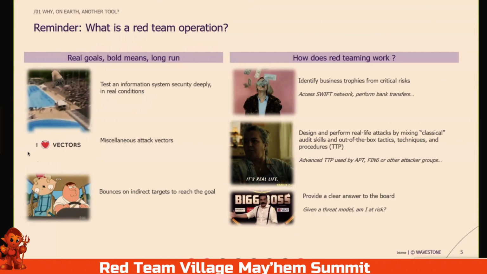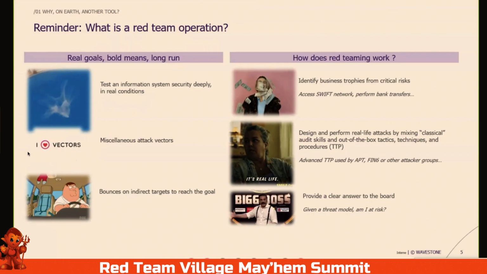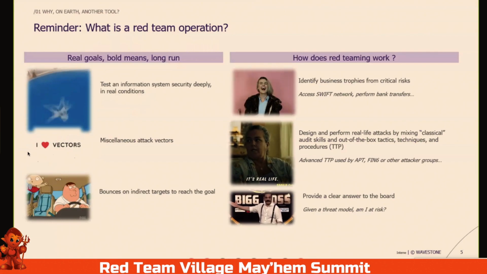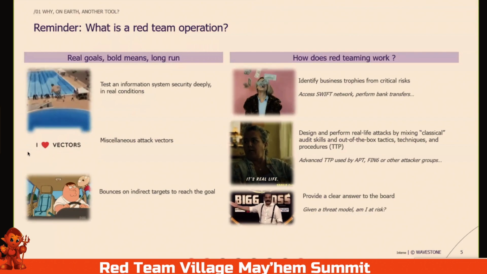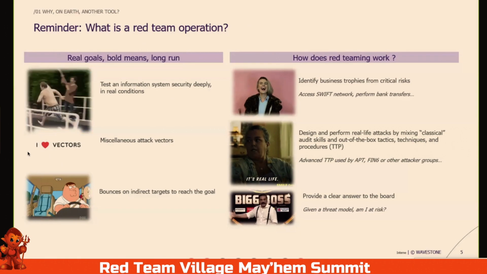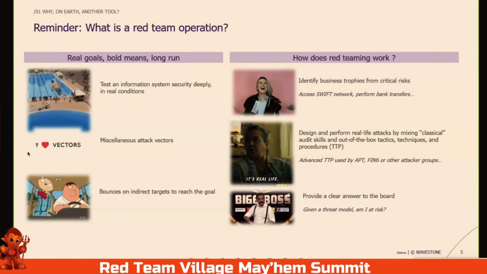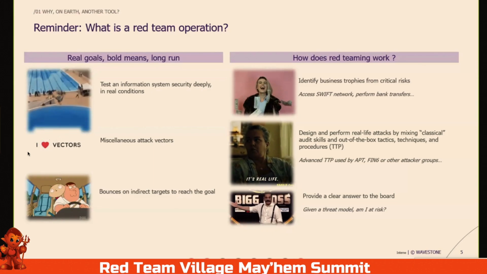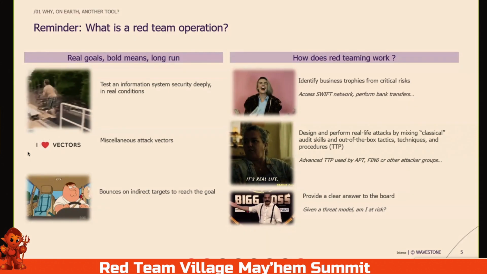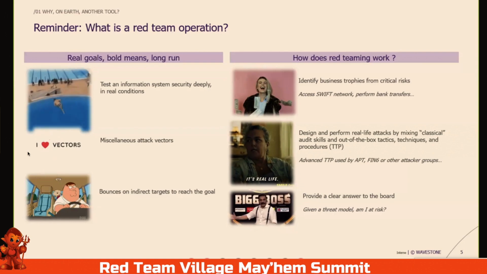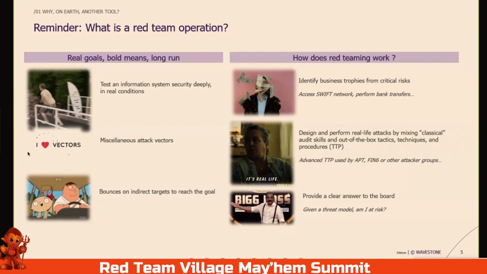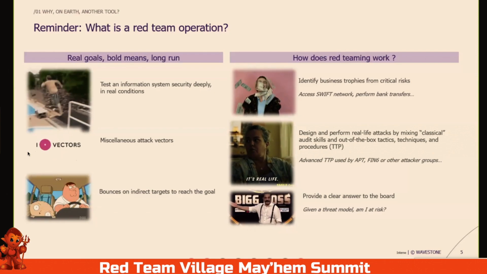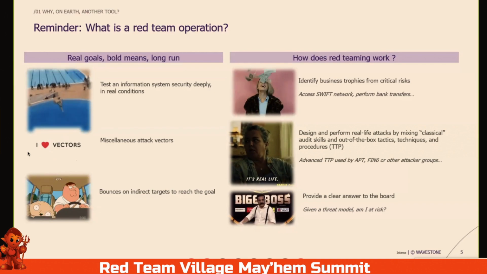Red team operations are not just offensive activities, just audit activities. When we're talking about red team, we're talking about testing information system security deeply in real conditions, where we can use social engineering attacks, we can use physical security attacks, we can steal things, we can DDoS things in some cases. The idea is to get one target, but to bounce from that target to the final goal of your operation, because what is very important in red team operations is that you've got a very precise, very specific objective to reach.